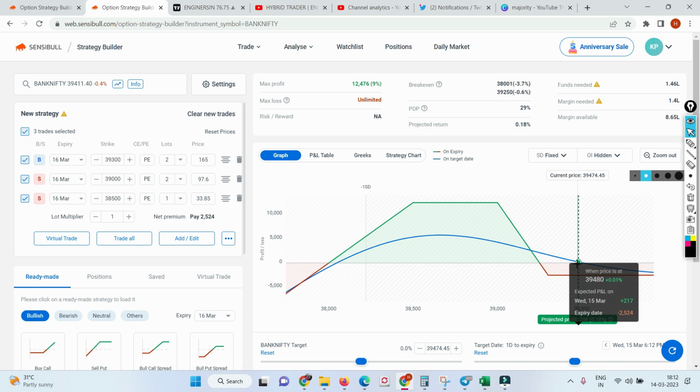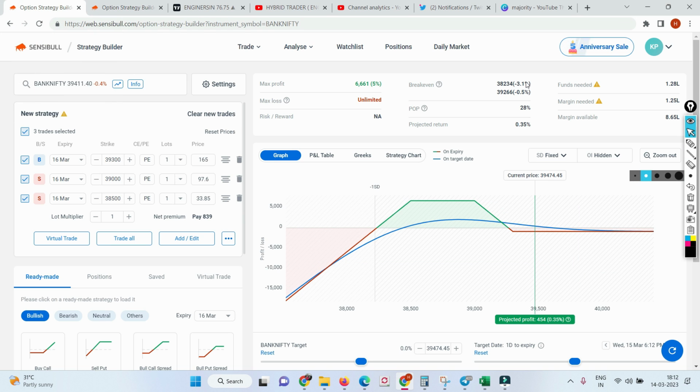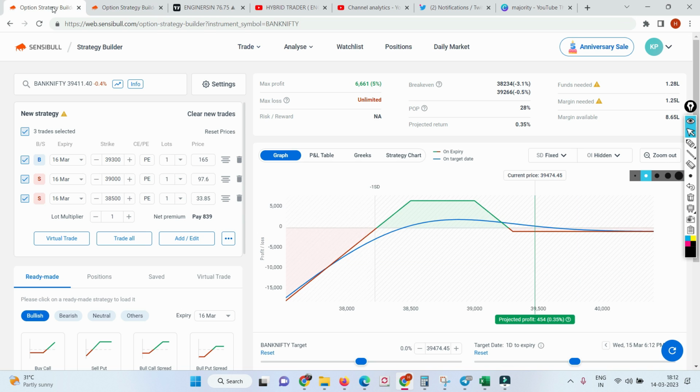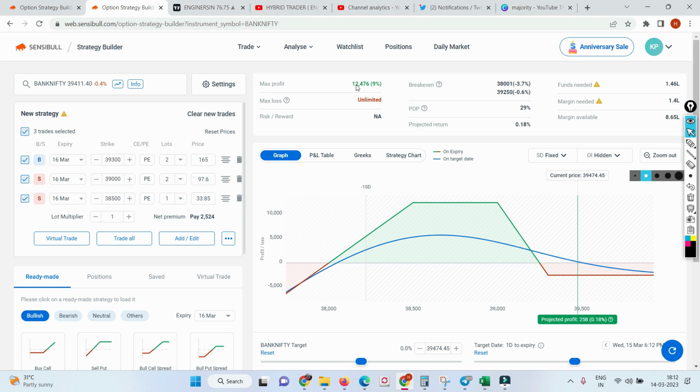Point number one. The second thing: where was your break even? 3.1% was your break even here, and you got a break even of almost 3.74% in the other. Differentiator number 2: your maximum profit in 2 is to 2 is to 1 is 12,446, but here your profit is only 6,661, right? You have to correlate whether this makes sense or not. Based on your trading style, you have to deploy this trade. This is almost double the profit.